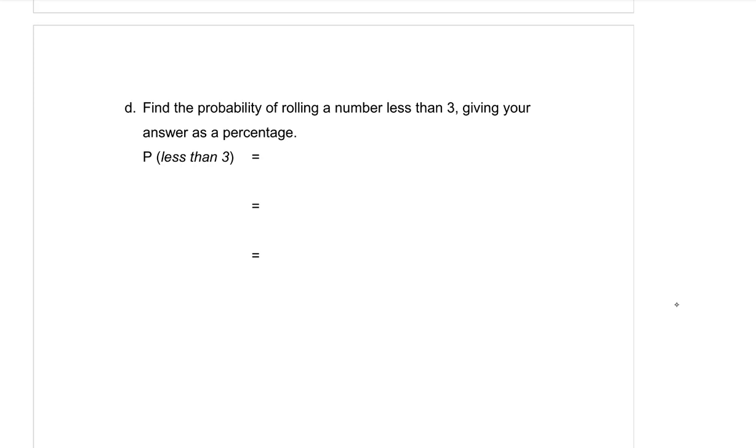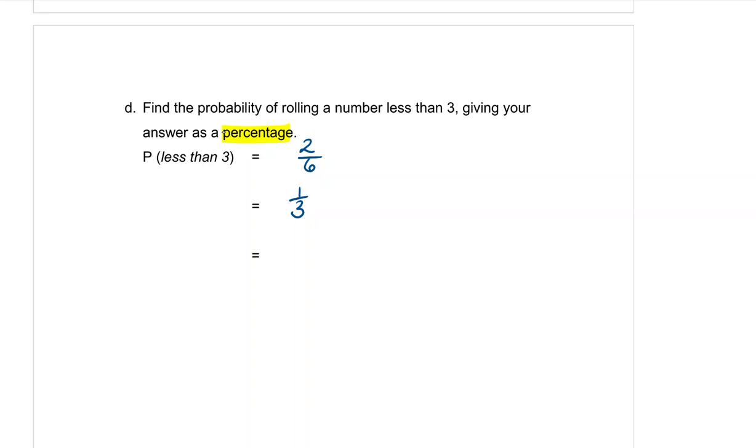So, how many numbers are less than 3? When I say less than, it does not include the 3. So it means the 1 and the 2 only. Okay, has to be less than, can't be equal to 3. So there's 2 possibilities out of my 6. So I'm going to simplify that fraction to be a 1 over 3. However, this time I was asked for a percentage.